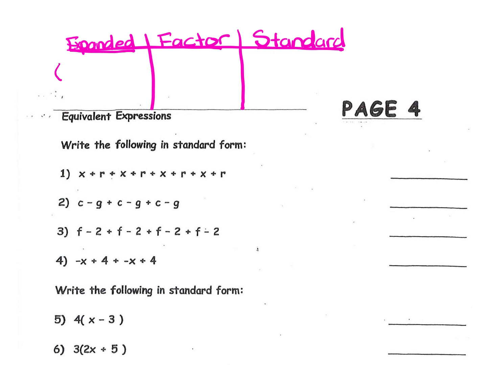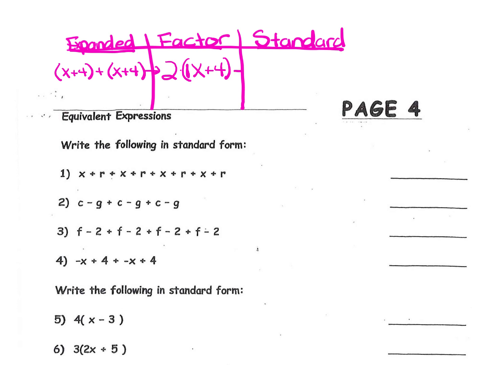Remember, expanded form is written like this: x plus 4, that quantity, and let's add it to the same thing, x plus 4. We're taking that quantity twice. As we move across the chart to factor form, we're going to write that as a multiplication problem. 2 times the quantity x plus 4, and put a 1 in front of that x.